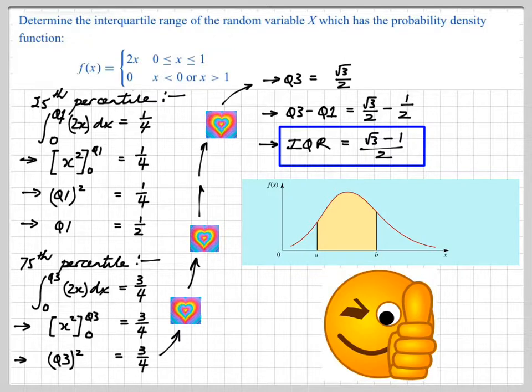And do you remember that formula for the variance? What is it? Yes, it's E of X squared minus E of X all squared is the variance, and the standard deviation is the square root of that.